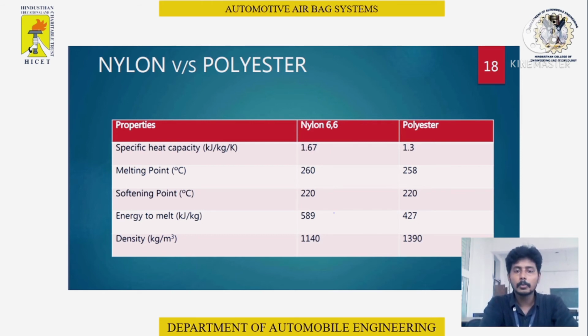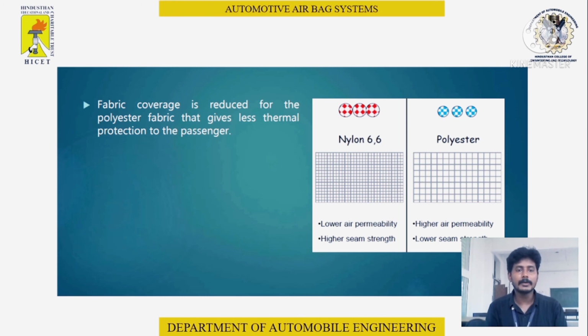The melting point of nylon is 260 degrees Celsius, compared to polyester's lower 258 degrees Celsius. Energy to melt per kg is 589 for nylon 66 and 427 for polyester. Density is 1140 kilogram per meter cube for nylon, and polyester is 1390 kilogram per meter cube. Fabric coverage is reduced for polyester fabric, which gives less thermal protection to the passenger.